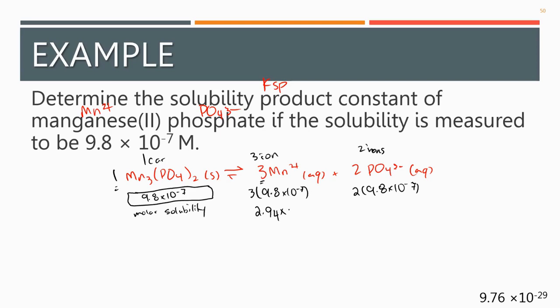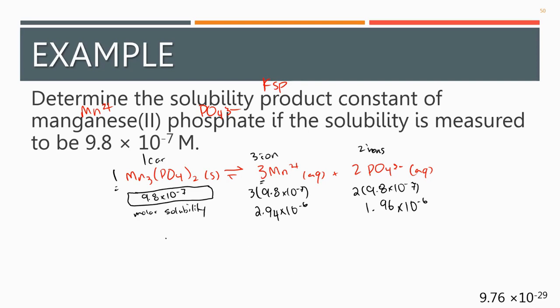Fix that, there we go, times 10 to the -6. And this works out to being, I'm going to just multiply by 2 instead, 1.96 times 10 to the -6 here. Okay, so those are my concentrations for those two things.